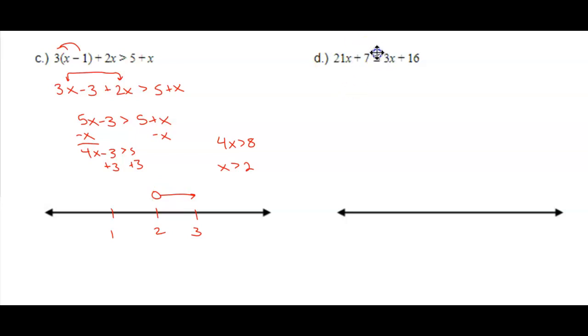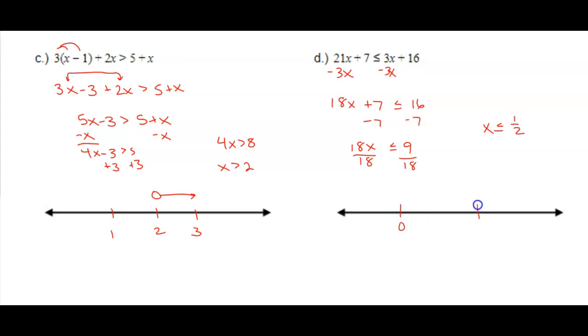And then for part D, again, bringing over all of our x's onto one side. I think this one's just going to have some fractions. So 21x minus 3x is 18x. Bring down the plus 7, bring down the inequality. I'm going to now subtract 7 on both sides and get 18x is less than or equal to 9. So when you divide both sides now by 18 to get the x by itself, you get an x value that's less than or equal to 9 over 18, which is also 1/2.